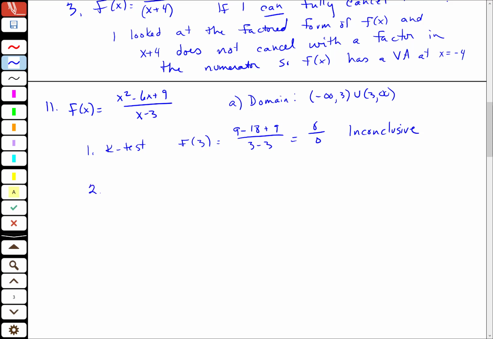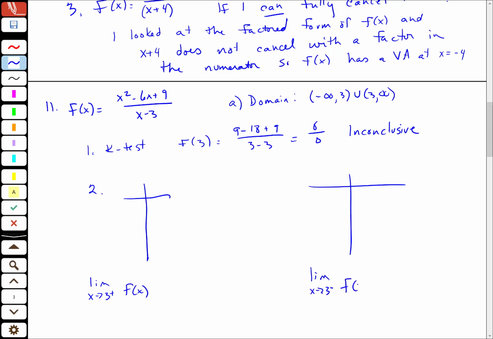2. Let's do this t-table. Okay. So on 3, I'm a little bit more solid. I'll write the limit down here. Limit as x goes to 3 from the right of f of x. And over here, limit as x goes to 3 from the left of f of x. Okay. So from the right, that's 3.1, 3.01. From the left is 2.9, 2.99.